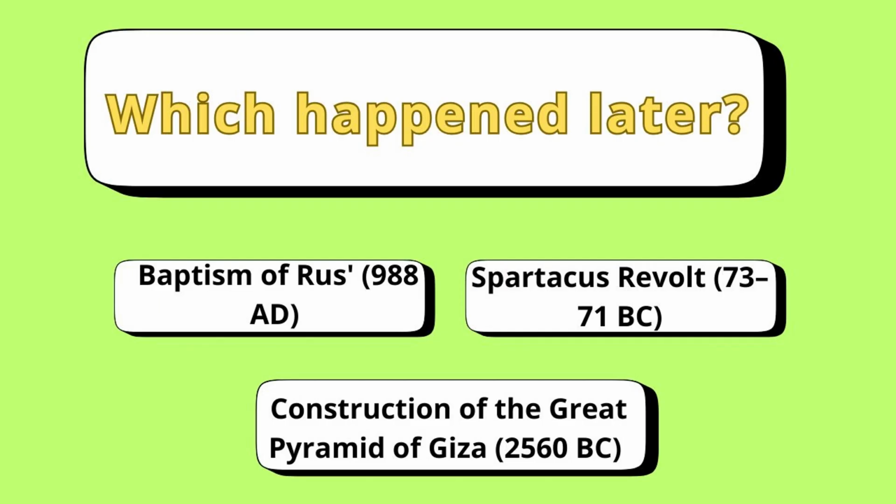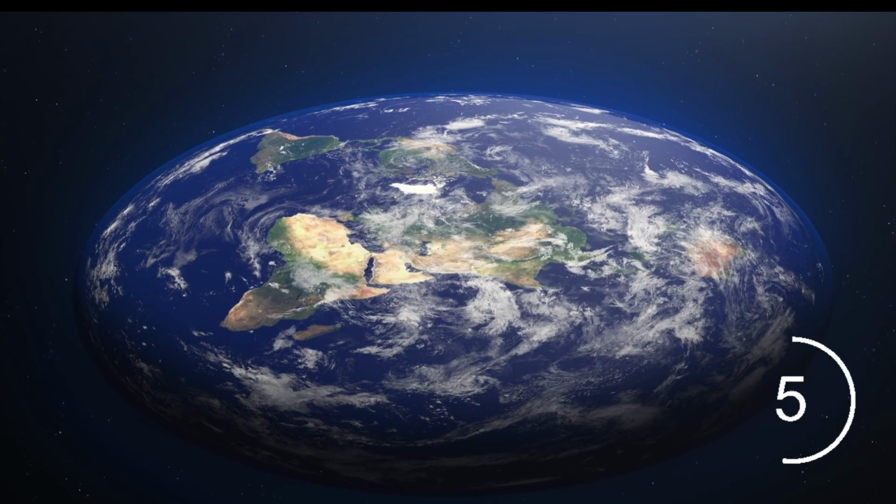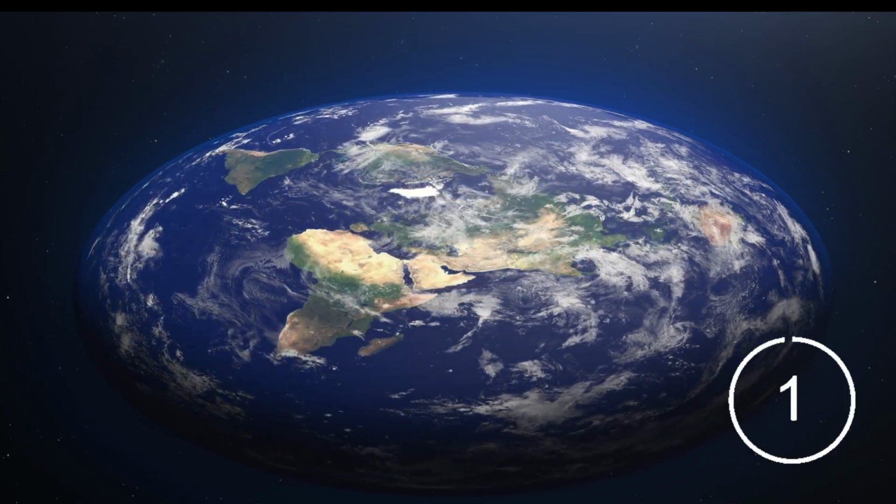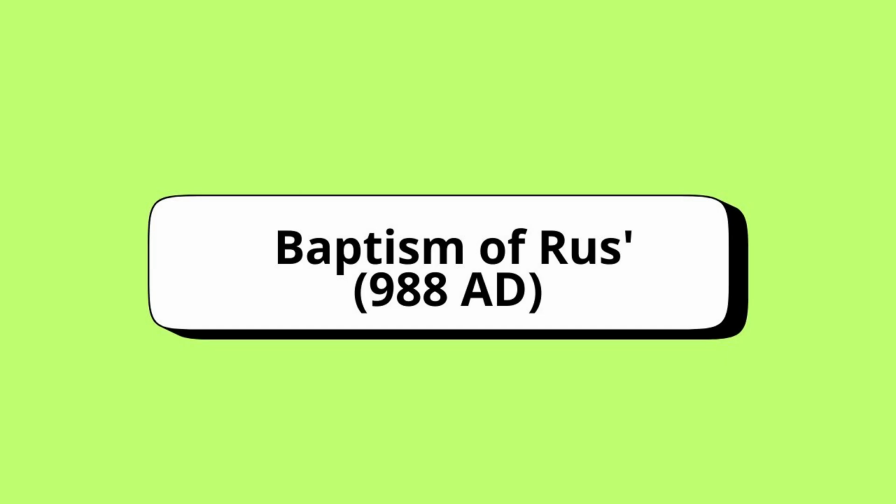Which happened later? A. Baptism of Rus 988 AD. B. Spartacus Revolt 7371 BC. C. Construction of the Great Pyramid of Giza 2560 BC. Baptism of Rus 988 AD.